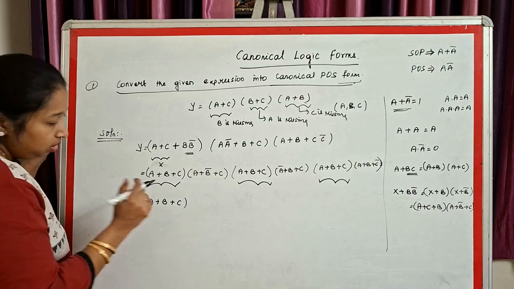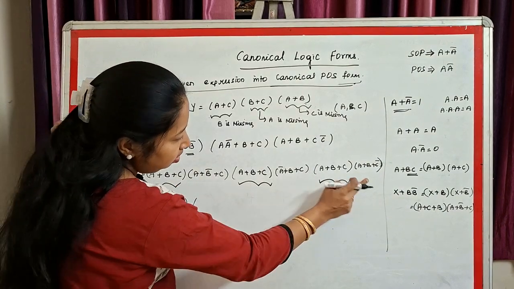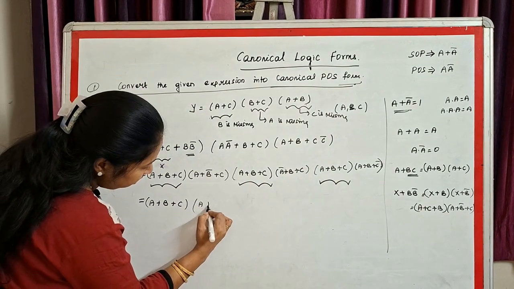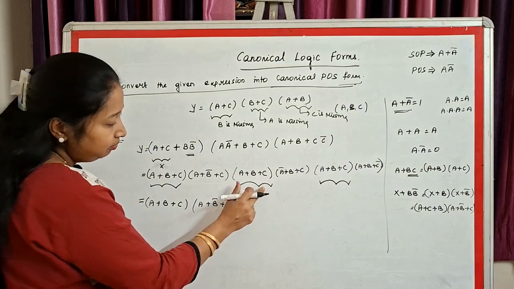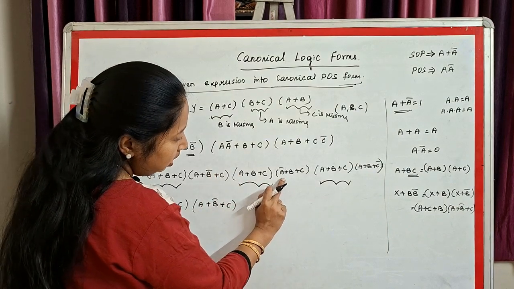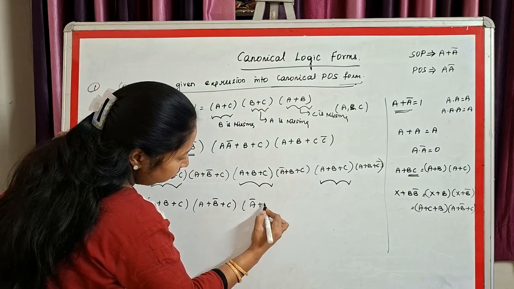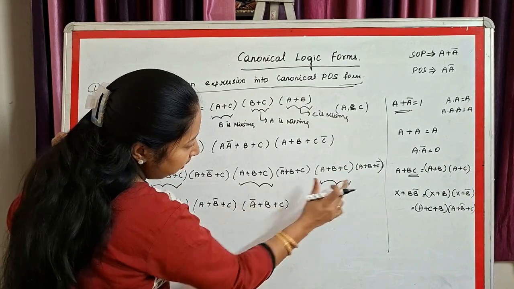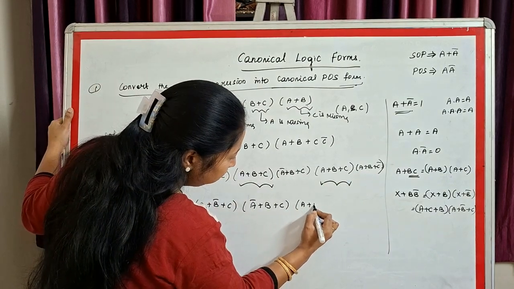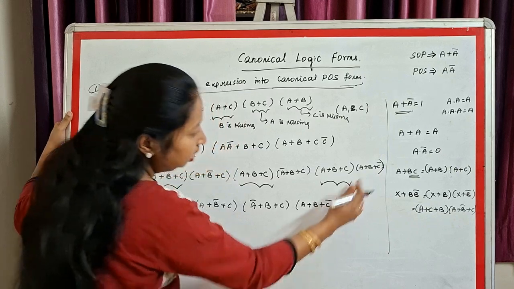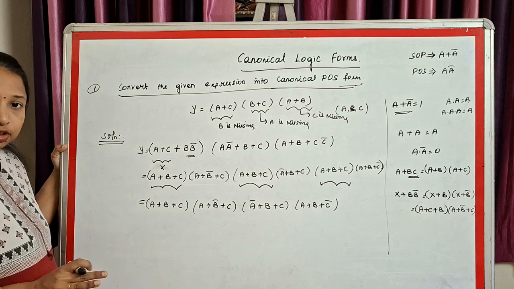Understood? Now, check for the second max term. A plus B bar plus C. Is this term repeated? No. So let me write this term here. A plus B bar plus C. And this max term we have already written. Check for this max term. A bar plus B plus C. We don't have it, so I am going to write A bar plus B plus C. This max term has already been included. Now check for this. This max term is also not there. It occurs only one time. So this is going to be my final max term expression.